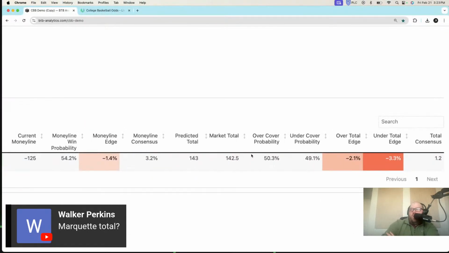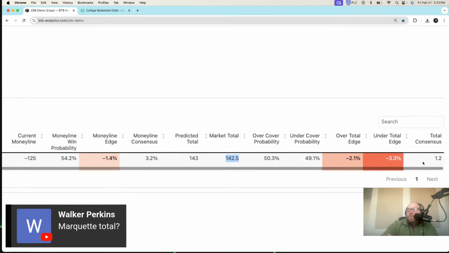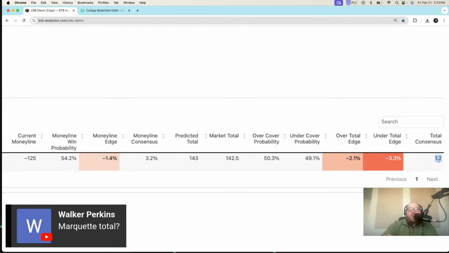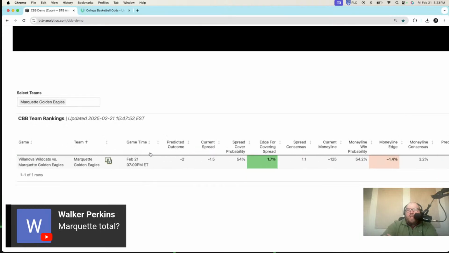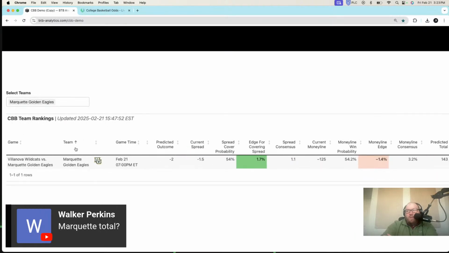And then on the total, we make this number 143. Market's at 142.5. You're asking about the total. So I think the market's kind of got this price pretty well, to be frank with you. Total consensus means all four models are within 1.2 points of each other. So not a ton of variance here. I think if you're really itching to have a play, Marquette might be the play. I haven't followed them too much, but I think they're a team that historically kind of chokes a bit.